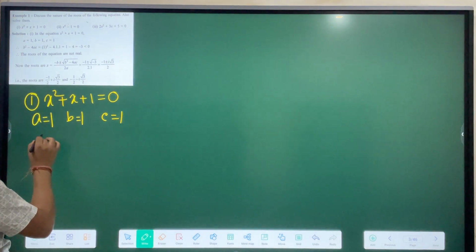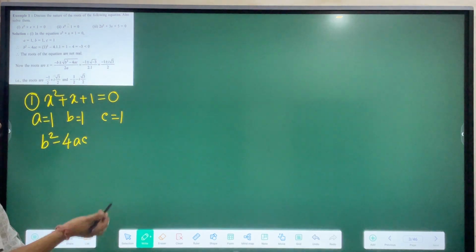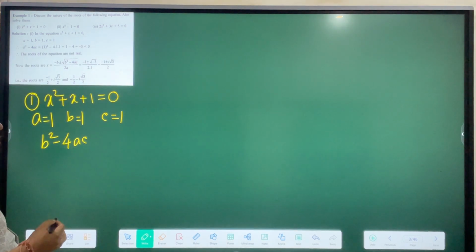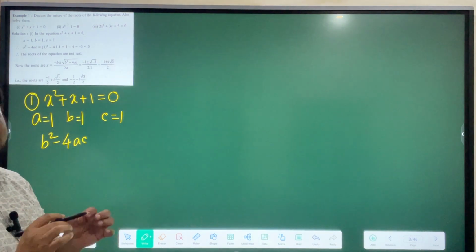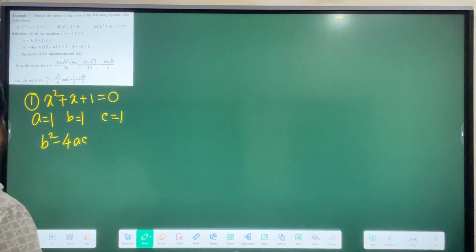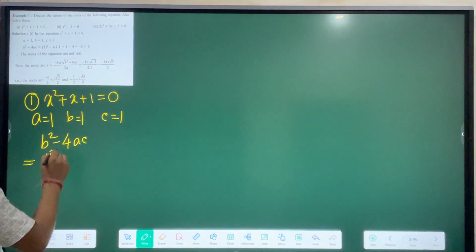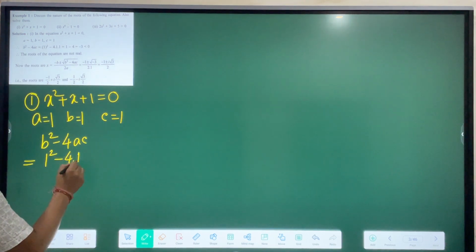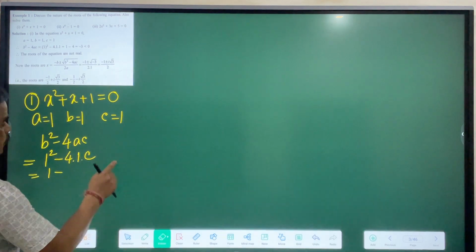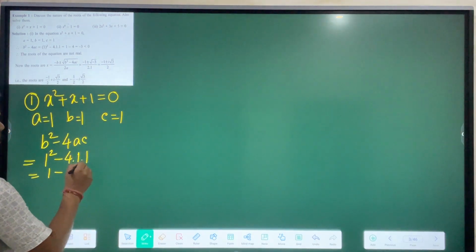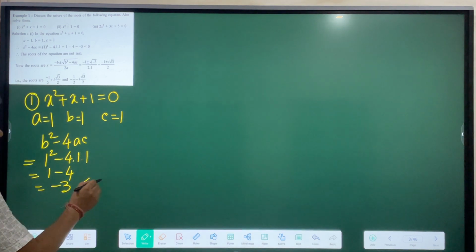Now we will see b square minus 4ac, whether it is less than 0 or greater than 0. If it is greater than 0, it will be a real root. If it is smaller than 0, that will be imaginary root. Now let us do the calculation. b square means 1 square, minus 4 into a is 1, c also 1. So 1 square minus 4 into 1 into 1, 1 minus 4 means minus 3. This is less than 0.